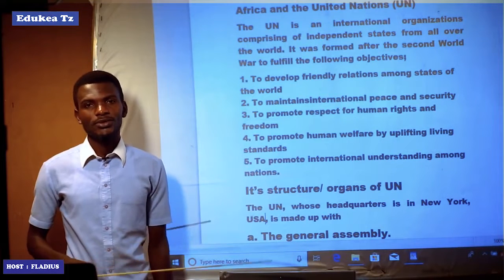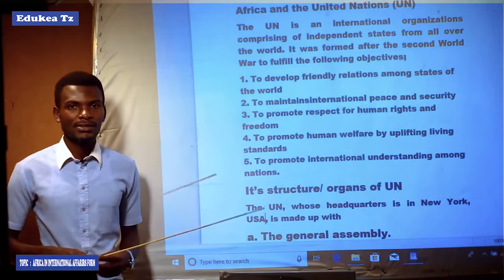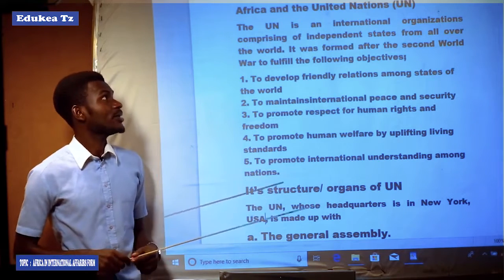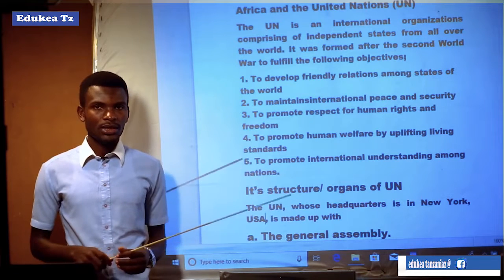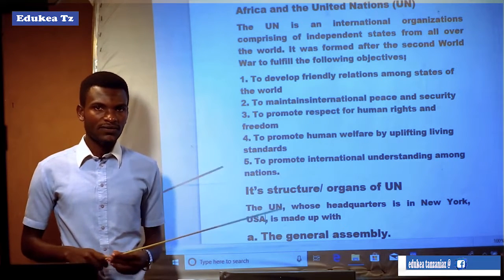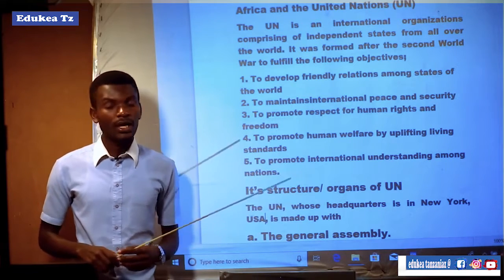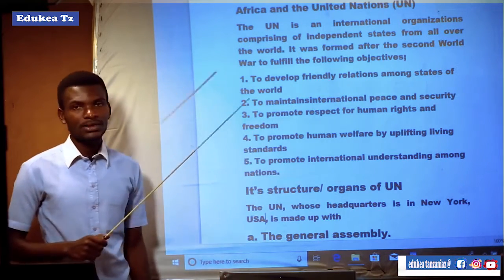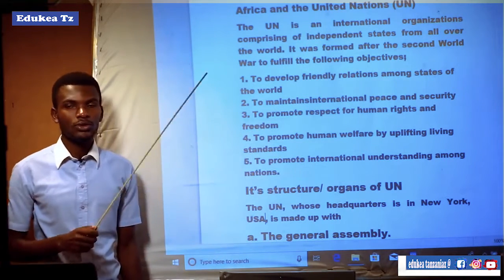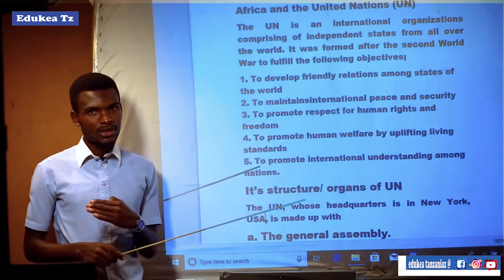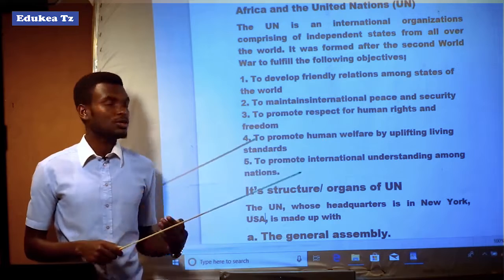Welcome to this session to proceed with our topic, the last topic in Form 4, known as Africa and International Affairs. In the last lesson, we ended on the objective of Africa to participate in international cooperation. Now let us see another part, which is known as Africa and the United Nations, or UN. It means we are going to see the participation of Africa with the United Nations.